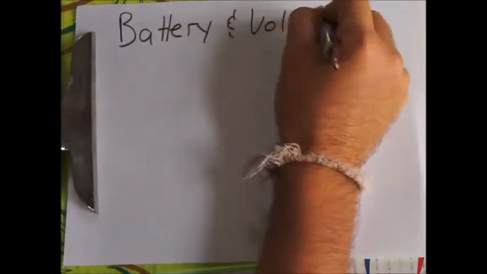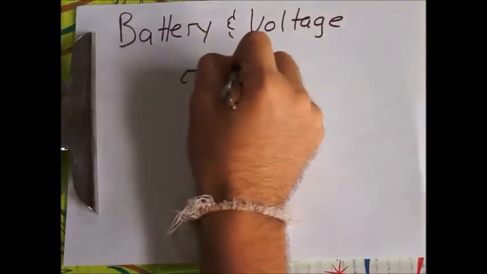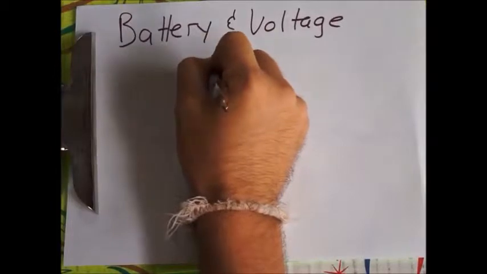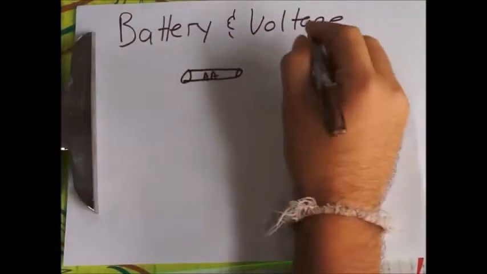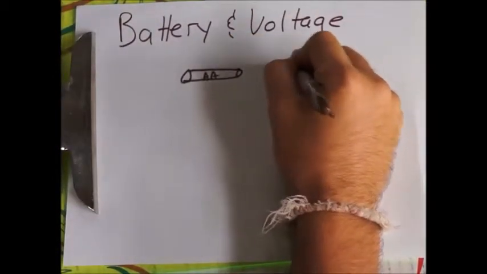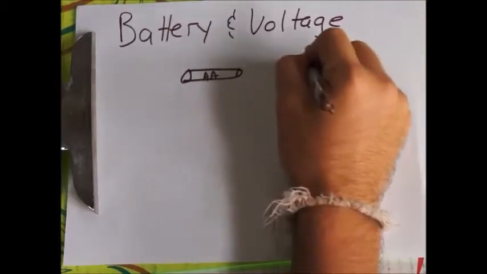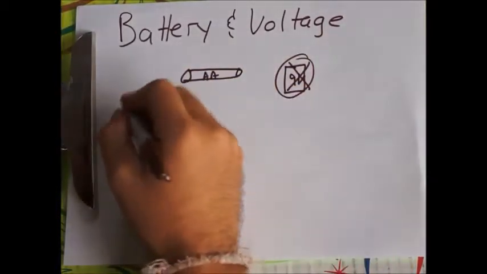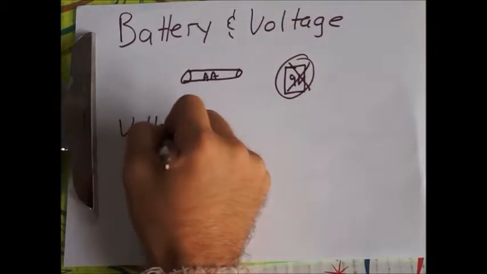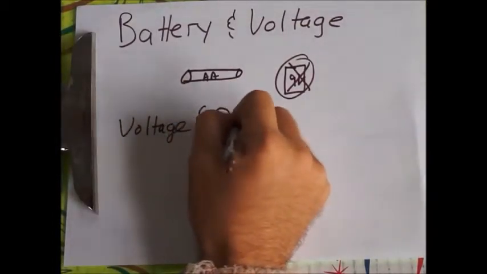Whether it's the AA batteries that we put into our Walkmans, or it's the 9-volt battery that we accidentally put into another appliance and ruined it. We all understand that voltage has something to do with the ability to provide power. So let's talk about what a circuit is.